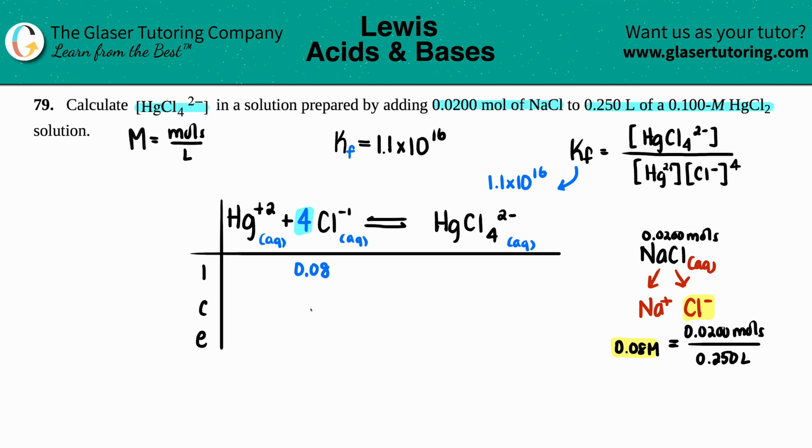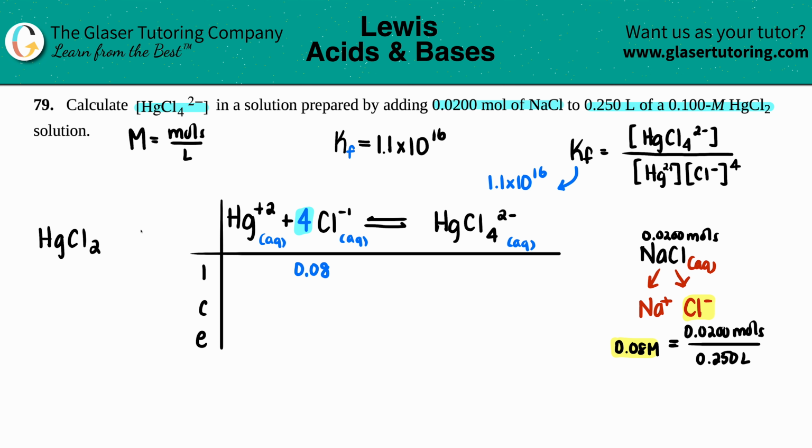Okay, let's keep going. We did the NaCl, so we don't have to look at that. And now they tell us that we have another compound. We have 0.100 molarity of HgCl2. So let's just do that quick. Let's maybe do it on this side, right? Now, HgCl2, keep in mind that this is not Hg2Cl2. Hg2Cl2 has a solubility.